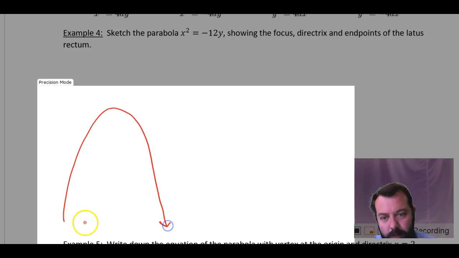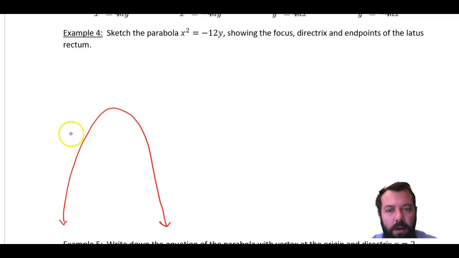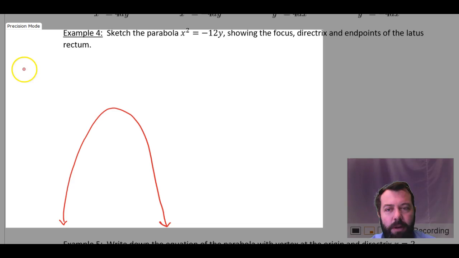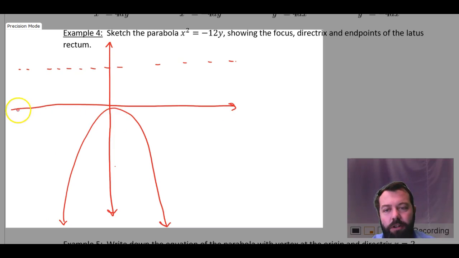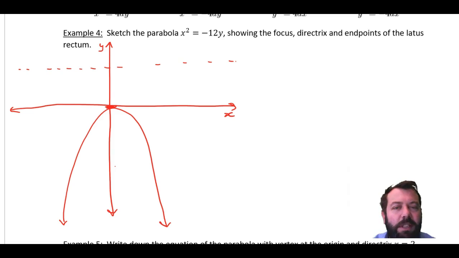So I said it was going to be concave down. There is a concave down parabola. Now I'm going to have a directrix up here somewhere, a focus here somewhere. Because there are no brackets here, my vertex is at the origin. Not quite perfectly drawn there. Vertex at the origin, x and y axes. So it's something like this.